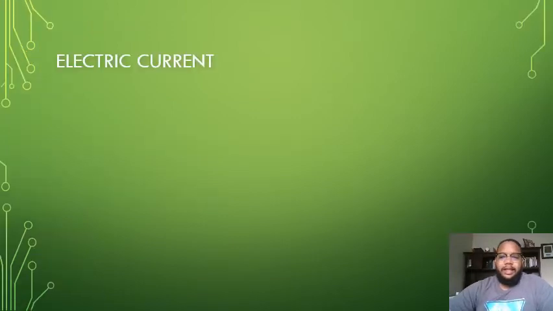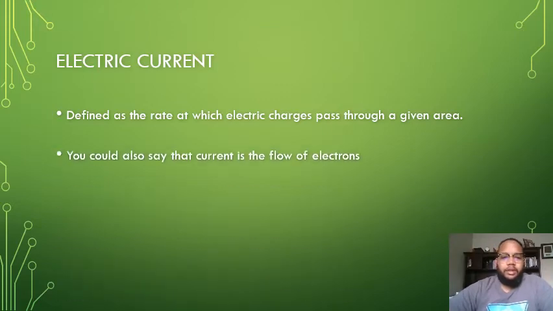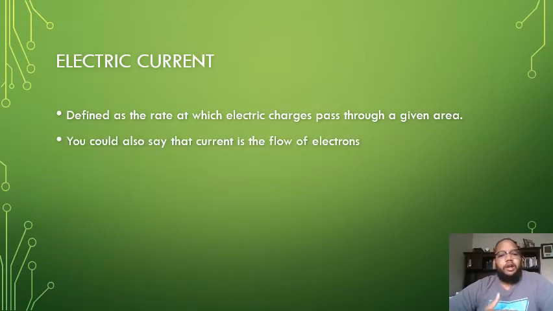First, let's take a look at electric current. Electric current can be defined as the rate at which electric charges pass through a given area. In simpler terms, you could also say that current is the flow of electrons.